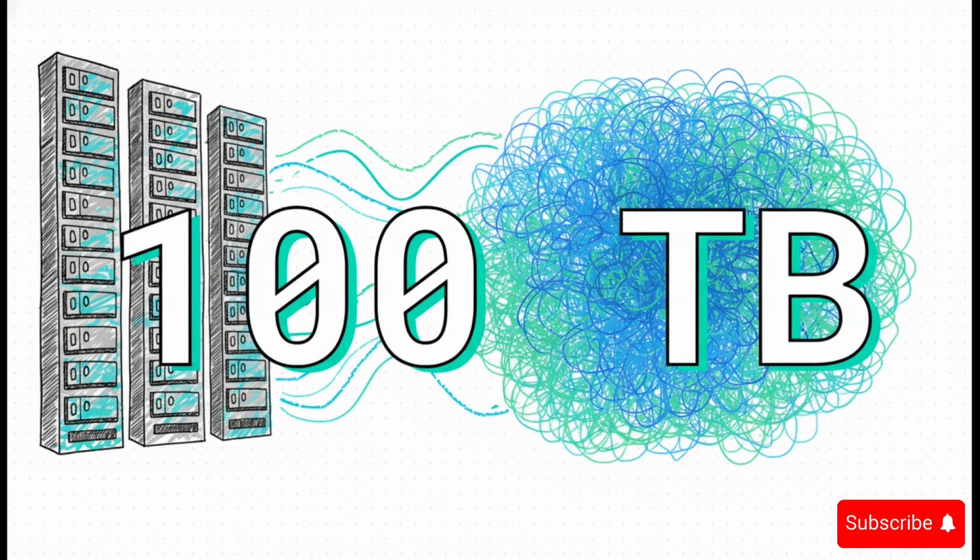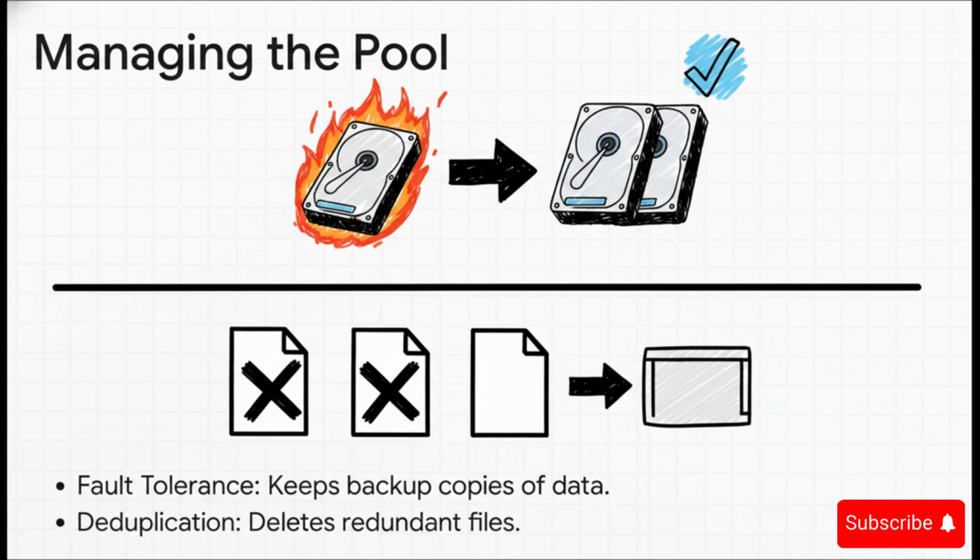So vSAN takes all of those individual drives and digitally stitches them together. To the user, it just looks like a single, massive 100 terabyte pool, completely hiding all that messy physical complexity happening in the background. But managing that massive pool definitely requires some clever software tricks.